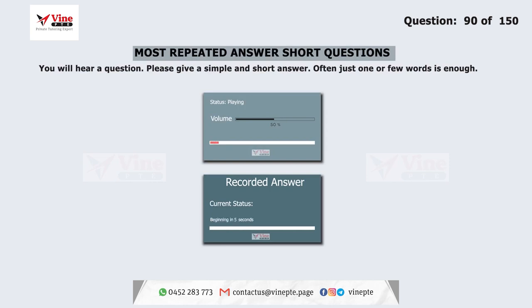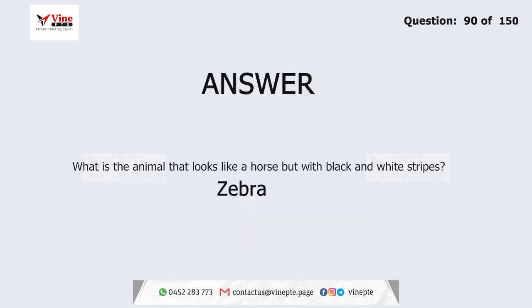What is the animal that looks like a horse but with black and white stripes? Zebra.